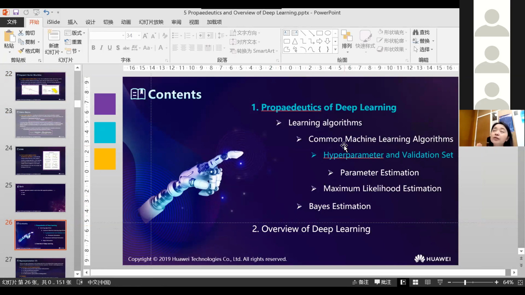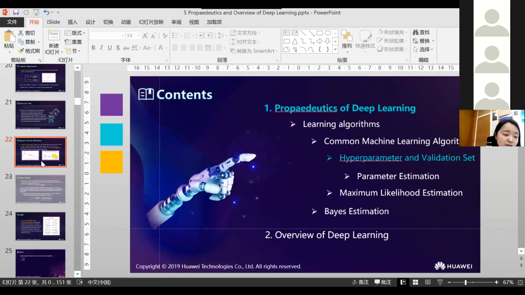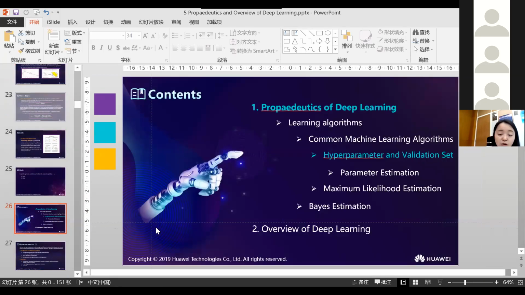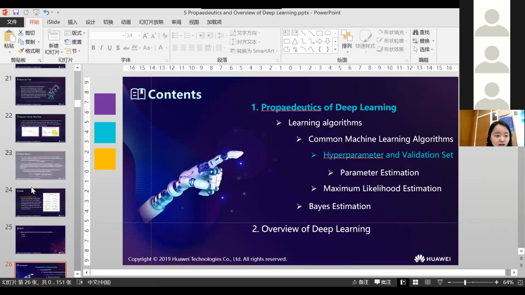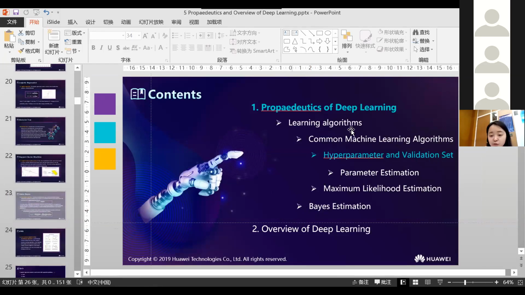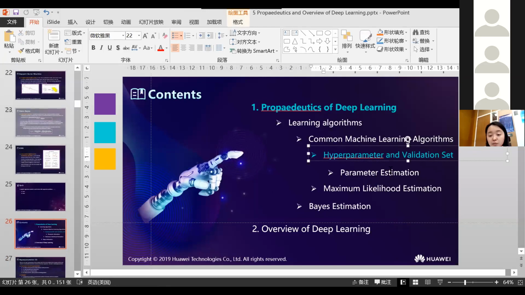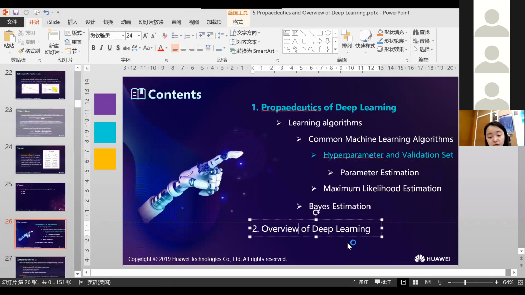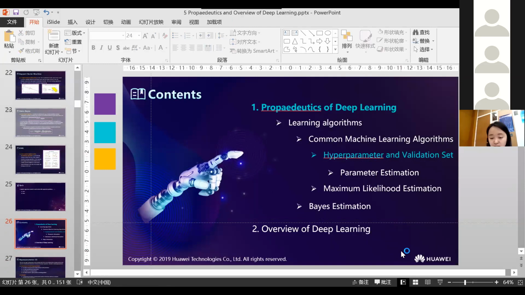And for the exam, we need to focus on the principles of these machine learning algorithms. So that's all for this section. Maybe we can have a 10-minute rest, and then we will continue to talk about hyperparameters and the overview of deep learning. So, a 10-minute break.